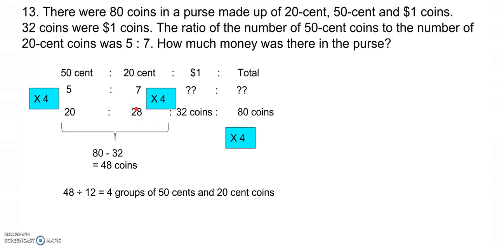Now just to be sure, we're going to check. 20 plus 28 is 48. 48 plus 32 is 80. Yes, our checking is correct. It tells us that these numbers are correct. And once we know this, we can easily find out how much money was in the purse. There are 20 50-cent coins, there are 28 20-cent coins, and there are 32 $1 coins.